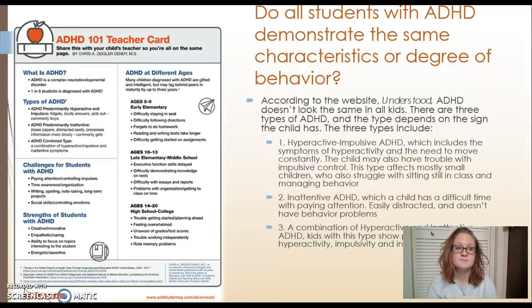On the left, there is a picture for ADHD. It's a 101 teacher card. It goes through different age groups. The first age group is 5 through 9, which is classified as early elementary. The next is ages 10 through 13, which is late elementary to middle school. And ages 14 through 20, high school to college. It goes through the symptoms that the child may struggle with in the classroom.